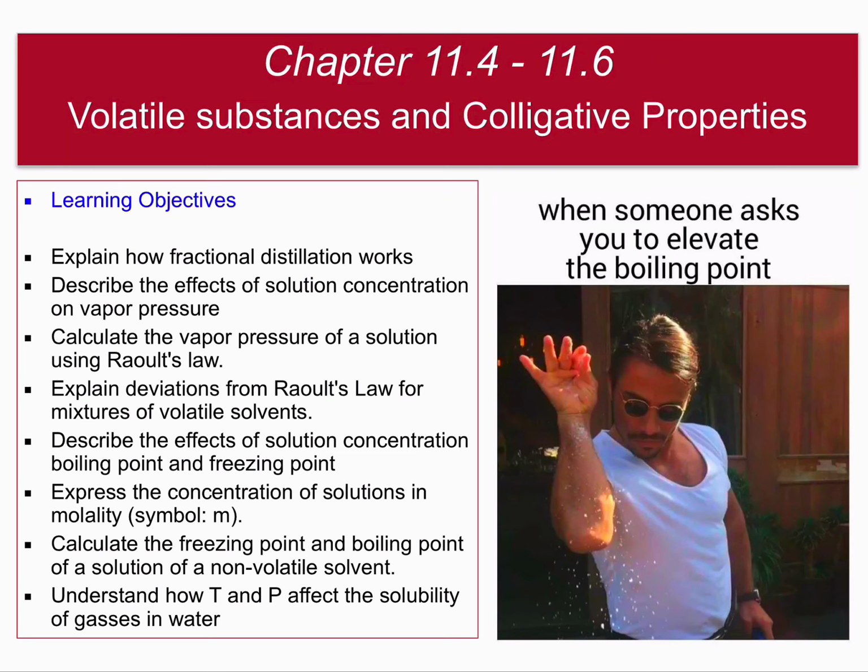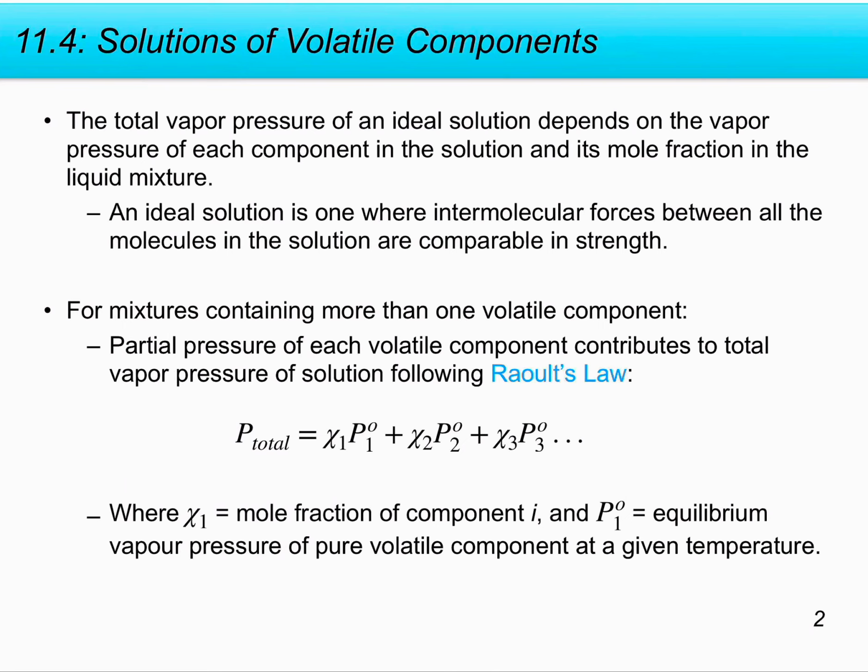Continue talking about volatile substances and colligative properties. So last chapter we talked about what a volatile solution is and what vapor pressure is. So we're going to talk in this section about what happens when two volatile compounds or solutions or liquids are mixed together. So recall, a volatile solution just means one that evaporates and has some kind of vapor pressure, which is the pressure exerted by the gas above the liquid.